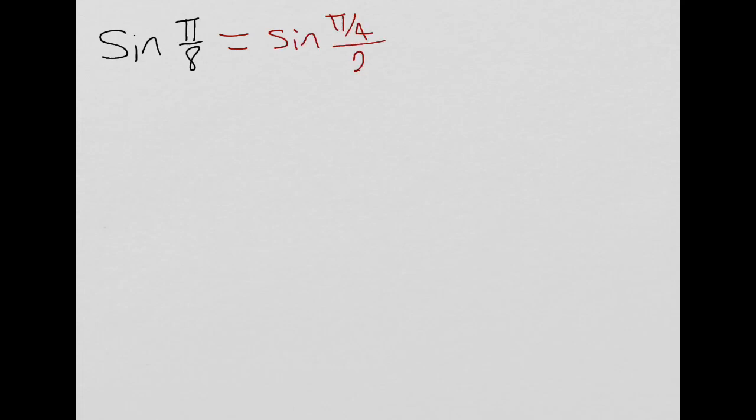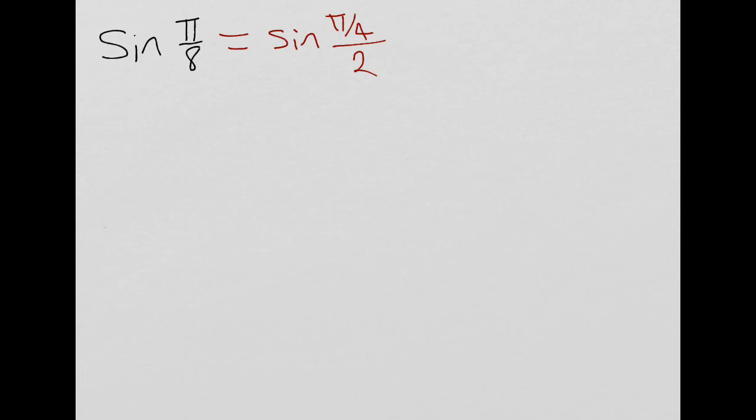So let's try to find sine of pi over 8. Now we had from our chart sine of pi over 6, pi over 4, pi over 3, pi over 2, and the other angles that lined up with those reference angles as we moved into other quadrants. But pi over 8, not so much. But what I want to notice is that this is equal to sine of pi over 4 over 2.